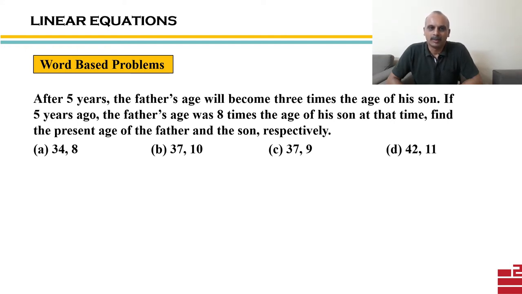Now if you look at the problem, we first will see how to solve this using the normal conventional equations method. So how do we form the equations? We will read step by step. First, we will assume the father's age to be y and let's say son's age is x. It says that after 5 years, father's age will become 3 times the age of his son.